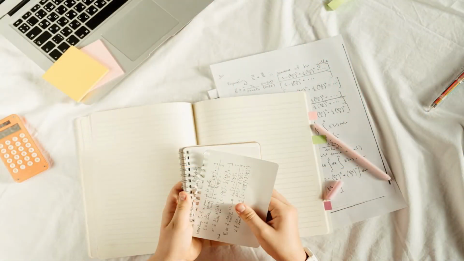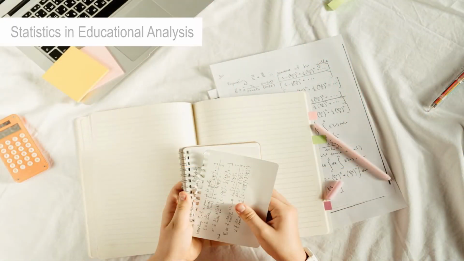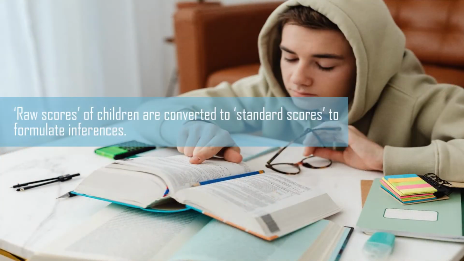And further, we use statistics in educational data analysis. Like here, I have already discussed the raw score, the individual score, that has very little meaning or no meaning at all. But raw scores of children are converted to standard scores to formulate inferences. So here we use certain statistics. That means we convert raw scores into standard scores.